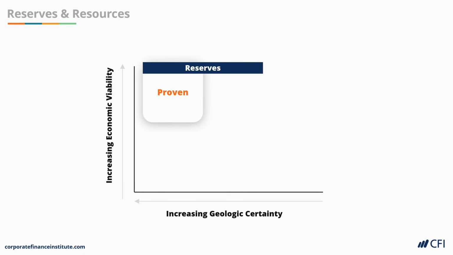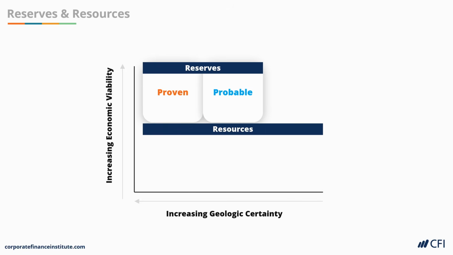Within reserves, there are two categories. Proven, that's the best, it's in the top left, and then probable, which is the next best, so it's slightly less geologically certain. Below reserves are resources. Resources are less economically viable, and they have three categories. Measured being the best, indicated having a little less geologic certainty, and inferred having the least certainty.